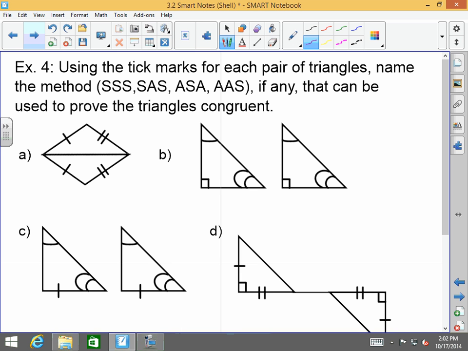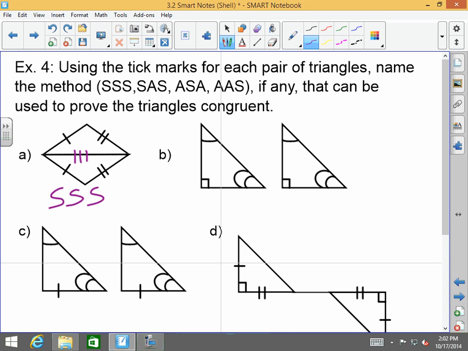Okay? You are using the tick marks for each pair of triangles. Name the method SSS, SAS, ASA, or AAS, if any, that can be used to prove the triangles congruent. So, for A, can we prove that these two triangles are congruent? Why? Well, the tick marks only show me two sides are congruent. How would I use SSS here, though? What are we missing? The reflexive property. Thank you. The reflexive property right here, guys.